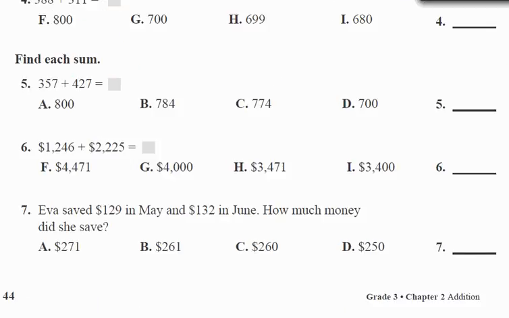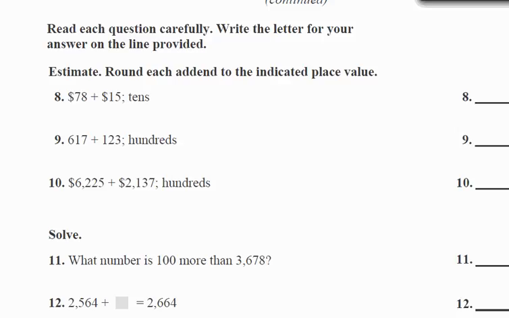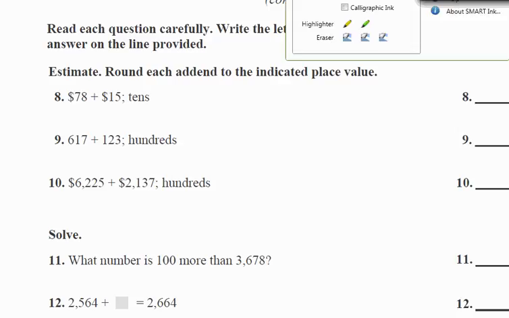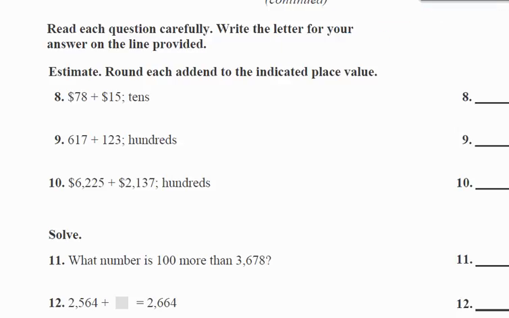So where it says find each sum for 5, 6, and 7, do I have to round anything? No. I just have to add. That's all I have to do. Number 8, 9, and 10, it tells you what to round for. So number 9, I need to round to the nearest tens. Number 9, I have to round to the nearest hundreds. And then number 10, I have to round to the nearest hundreds as well.